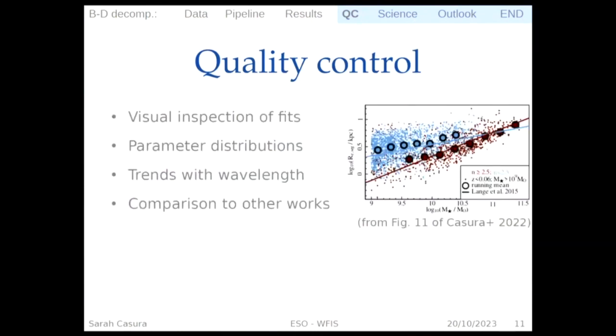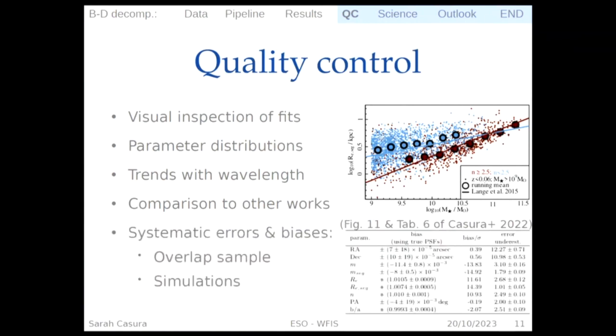Then you can also look at things like the mass size relation, so derived properties. And so here I just want you to take away from that plot, the points are my data and the lines are not a fit to the data. They are taken from the study of Lange et al. 2015. So we get quite good agreement in some scaling relations.